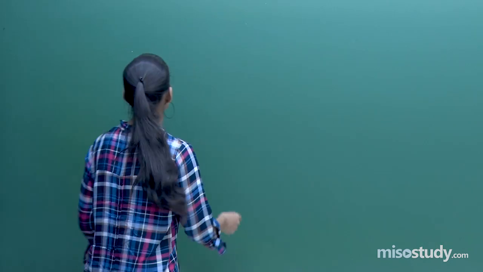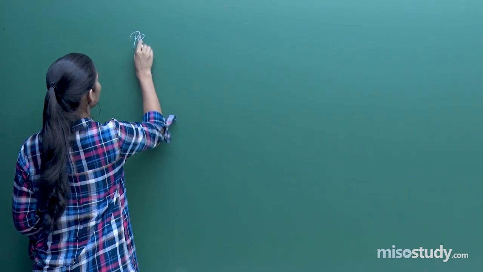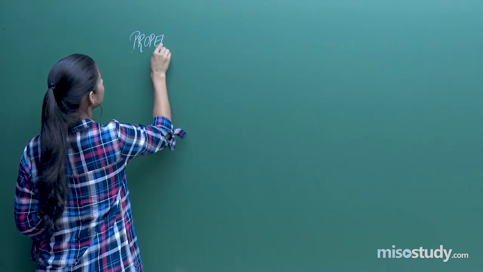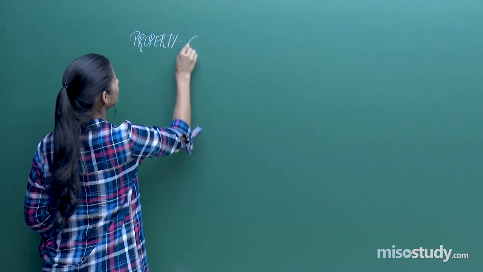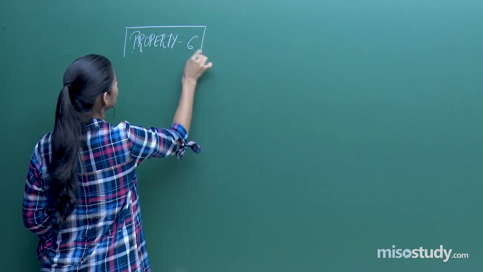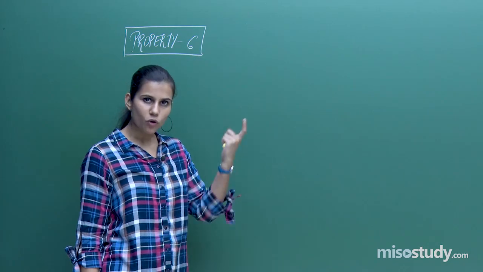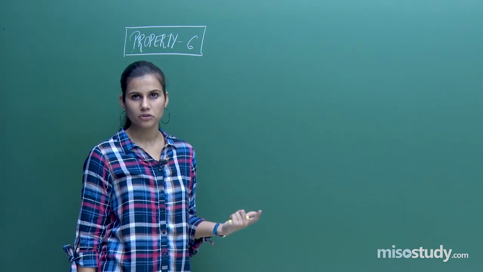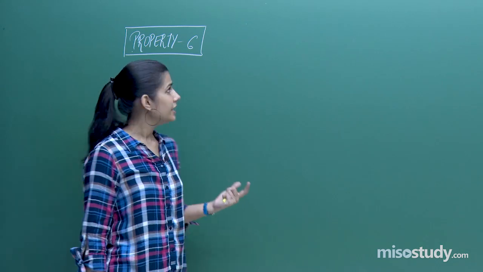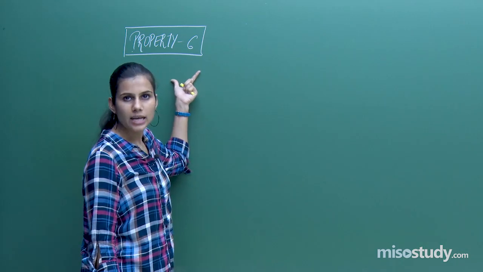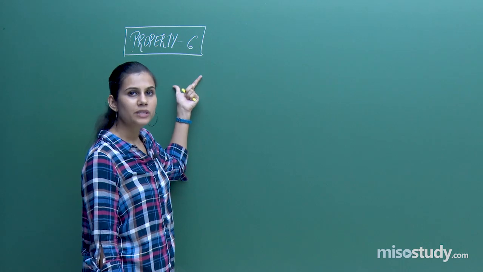Now what does it say? Property 6 deals with another concept. Property 5 dealt with one concept, and all the results in property 5 were related to that concept, which was reciprocal. Here the concept is the sum. What is it that we need to study over here?